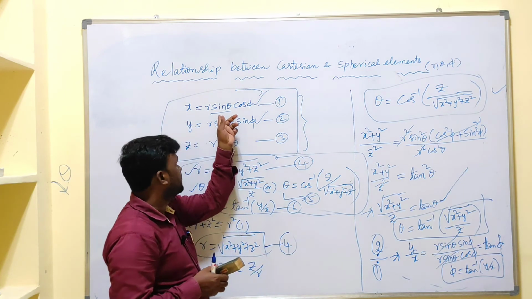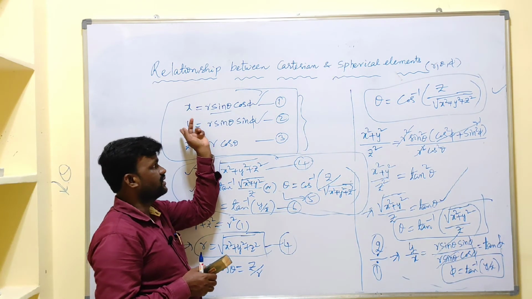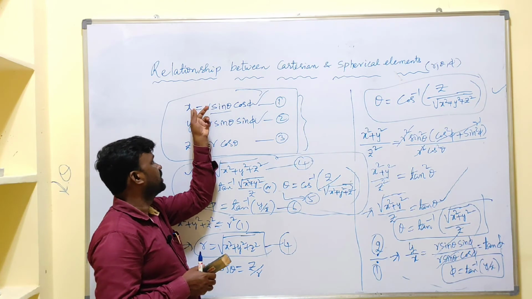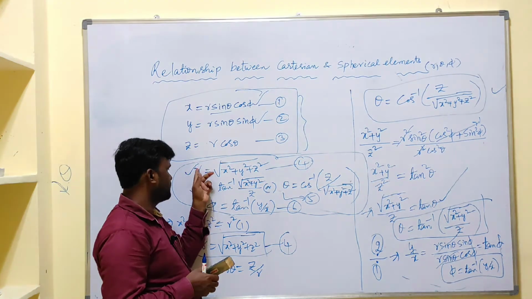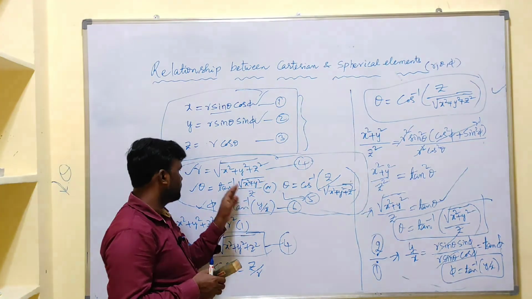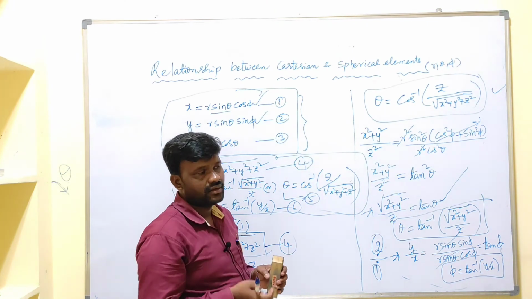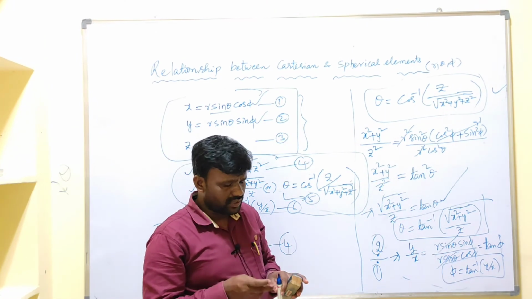Why are we converting like this? If you know spherical elements, we will get these Cartesian elements, and if you know these x, y, z elements, means Cartesian, we will get spherical elements.